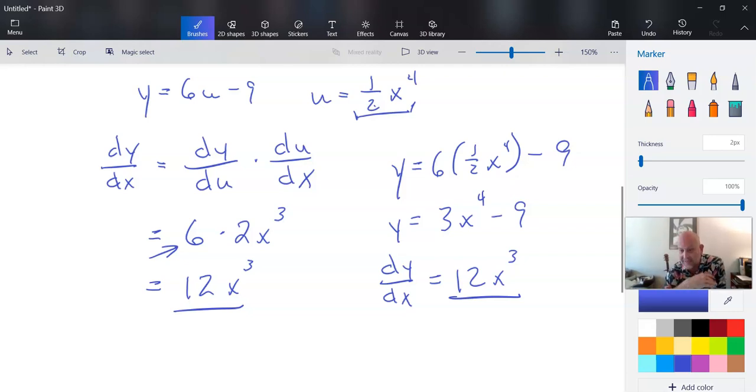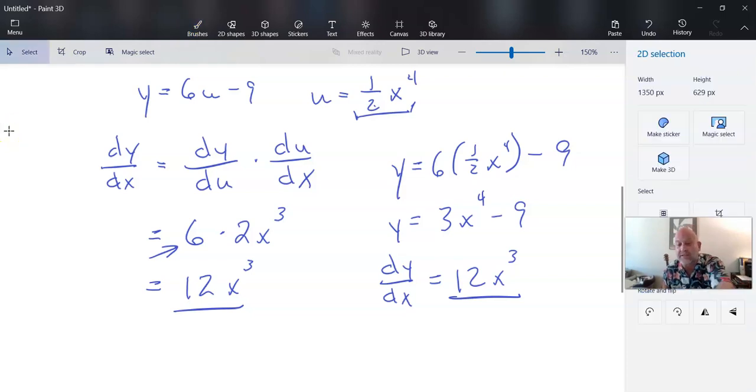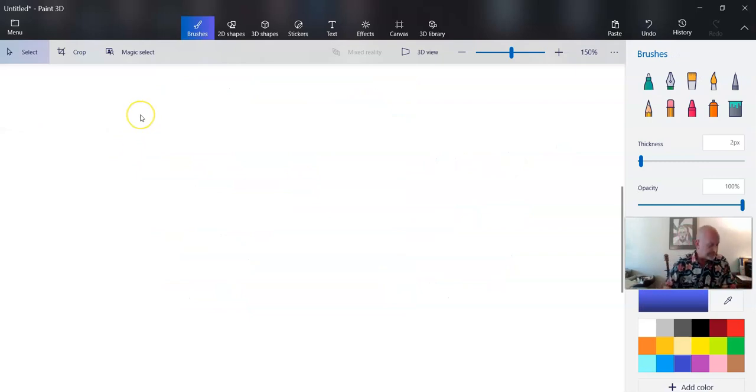So this is just one more technique. You do need to practice it because it comes up. There are times when it is way too painful to do it another way. The chain rule saves you a ton of time. So, okay, let's go ahead and look at the next example here.